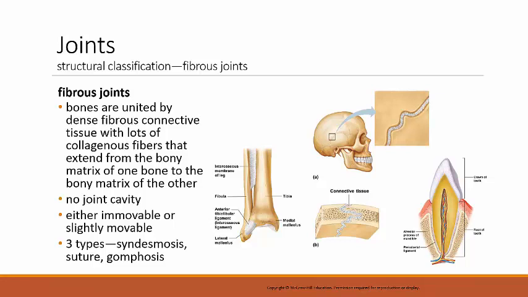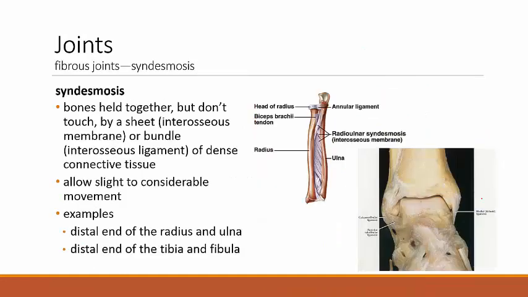And there are three types of fibrous joints: syndesmoses, which look like this; sutures, which are this choice; and then last of all, the gomphosis that holds a tooth into its bony socket. So a syndesmosis holds the bones together, but they're not touching, by a sheet of fibrous connective tissue, in which case it is an interosseous membrane, or by a bundle of dense connective tissue, and that would be an interosseous ligament. So it's either a bundle or a sheet of this dense fibrous connective tissue. And it can allow slight movement all the way up to a very considerable amount of movement.